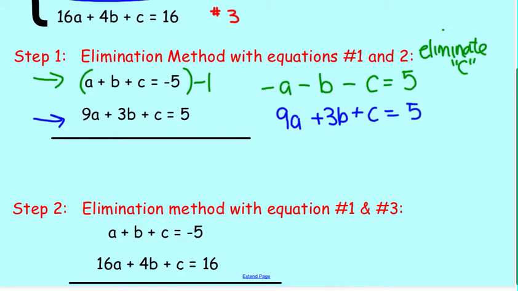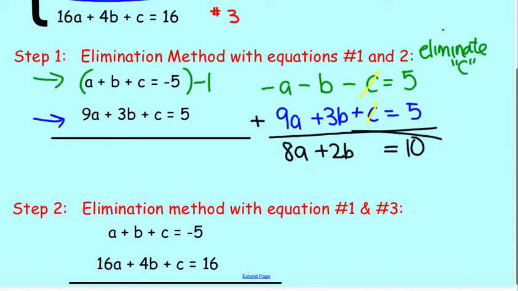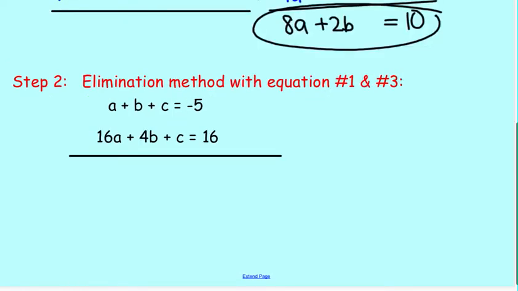I'm going to add these two equations together. Negative a plus 9a is 8a. Negative b plus 3b is 2b. And then, like we said earlier, the c's cancel out. Equals, and then 5 plus 5 is 10. So we're going to work with this equation later, so I'm just going to circle it. Now let's go on to step 2. We want to eliminate, again, another c.